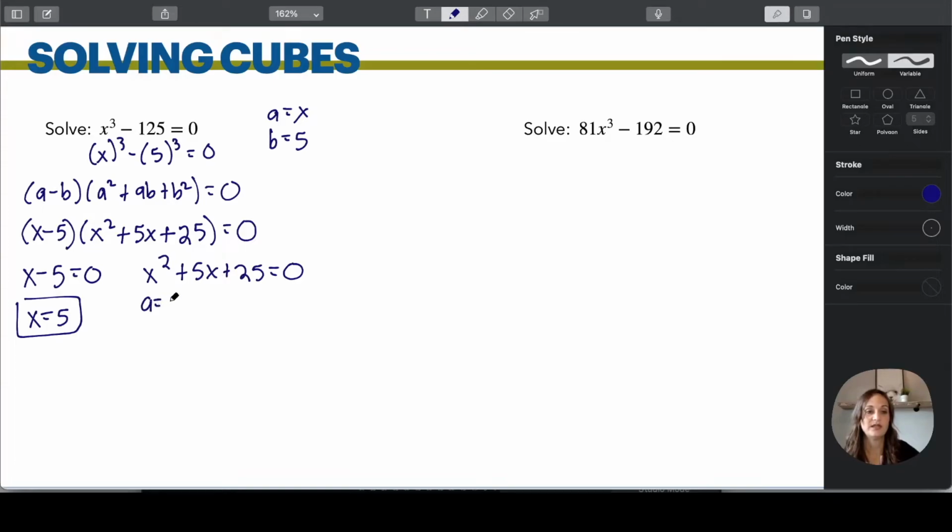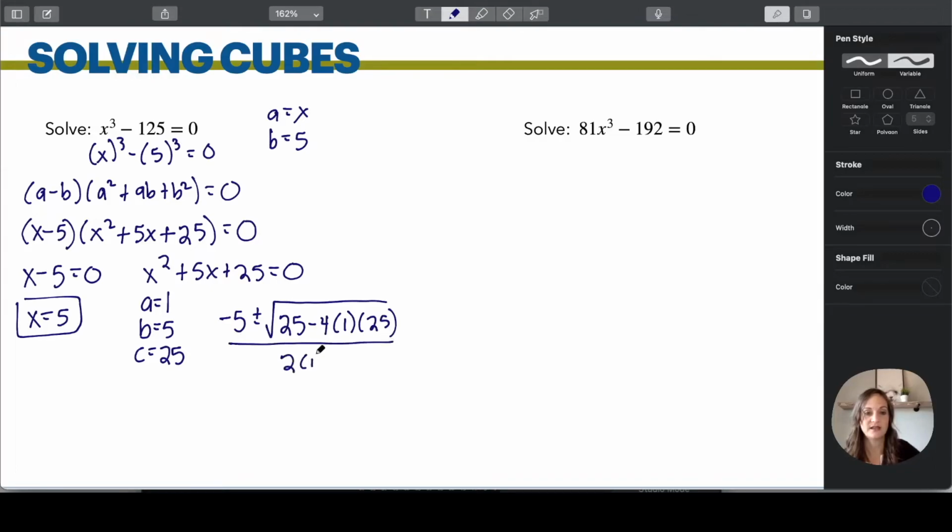So this is where we do the negative b plus or minus square root formula. So it would be negative b plus or minus the square root of b squared, which is 25, minus 4ac all over 2 times a. So we'll get negative 5 plus or minus the square root of 25 minus 100 all over 2. So we'll get negative 5 plus or minus the square root of negative 75 over 2.